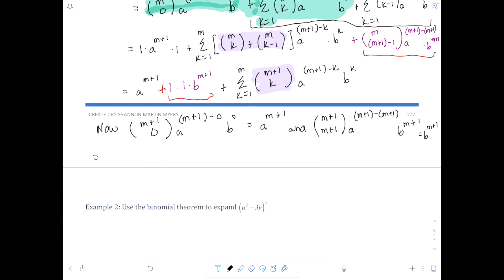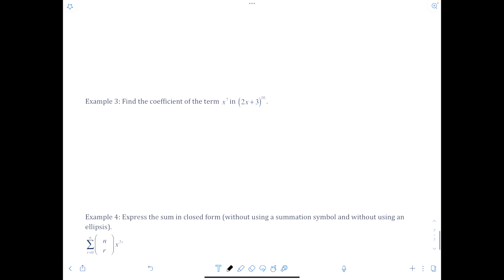So that's going to equal the summation as k goes from 0 to m plus 1 of m plus 1, choose k, times a to the m plus 1 minus k, b to the k. And that's what we wanted to show. Beautiful, huh? All right, perfect.